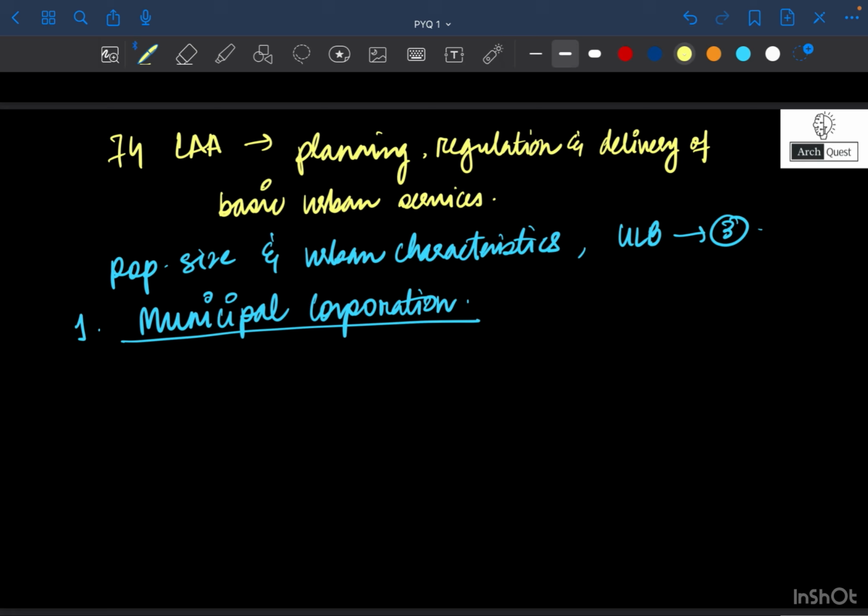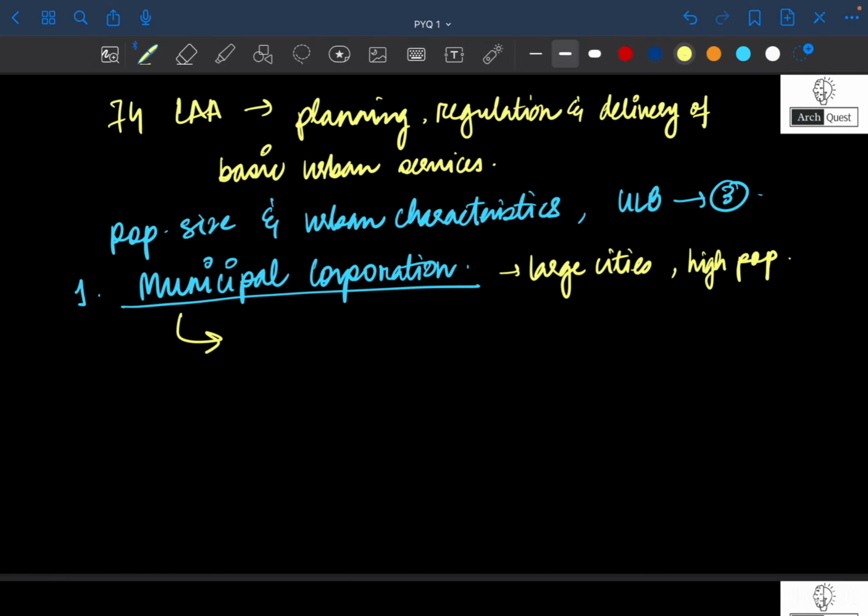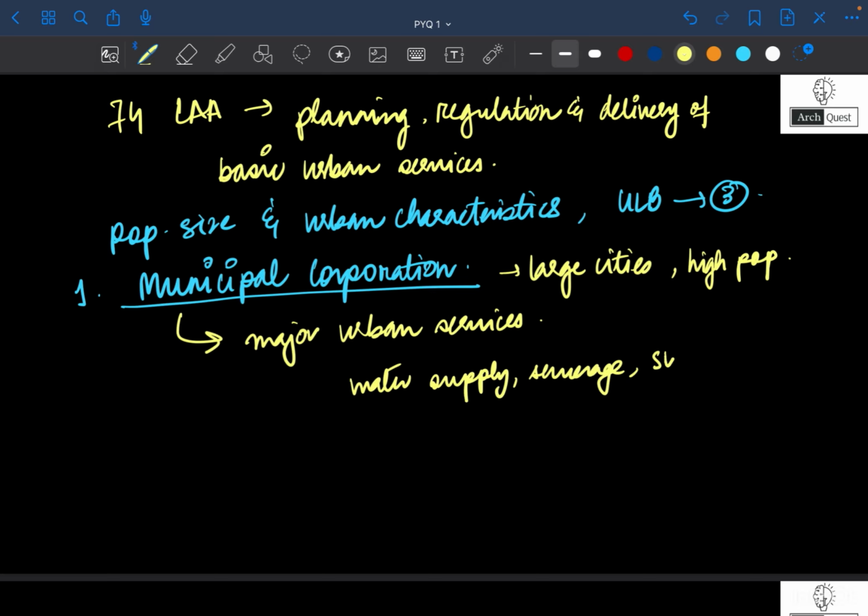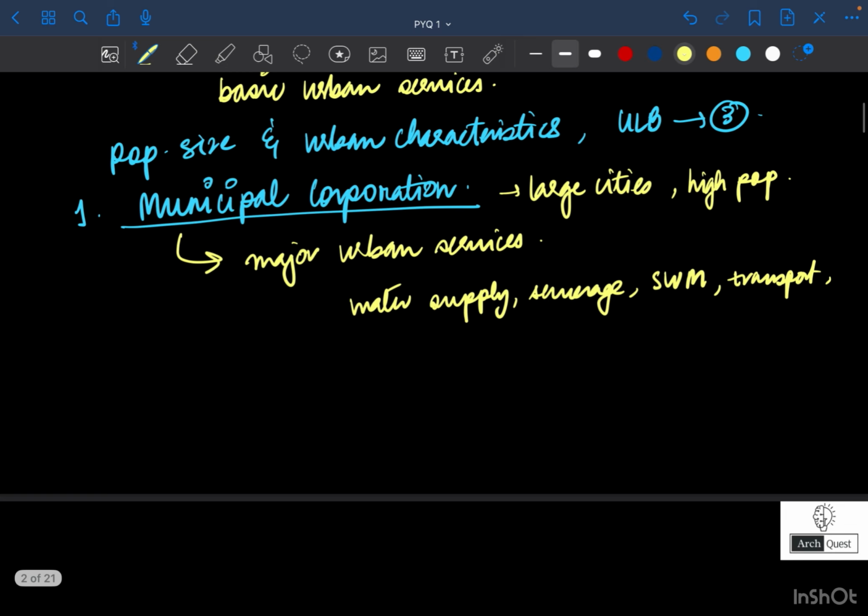These are established in large cities with very high population. These bodies handle major urban services. This would include water supply, sewerage, solid waste management, urban transport, public health, town planning, all of this.